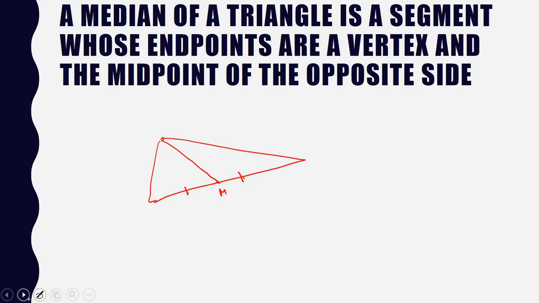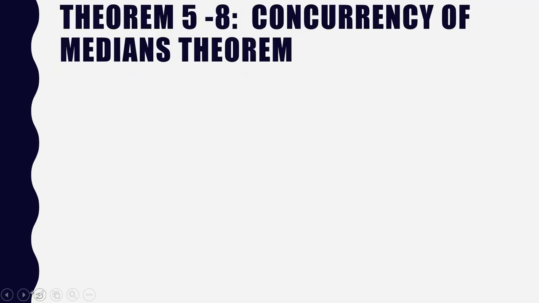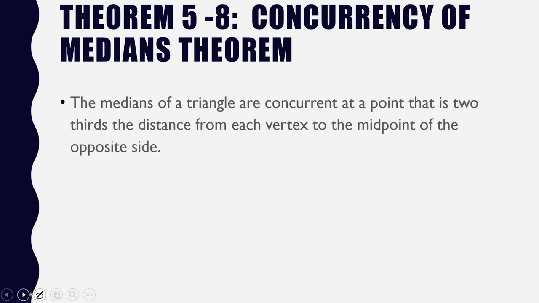Okay, so now that we know that, Theorem 5.8 is the concurrency of medians theorem. The medians of a triangle are concurrent at a point that is 2/3 the distance from each vertex to the midpoint of the opposite side.